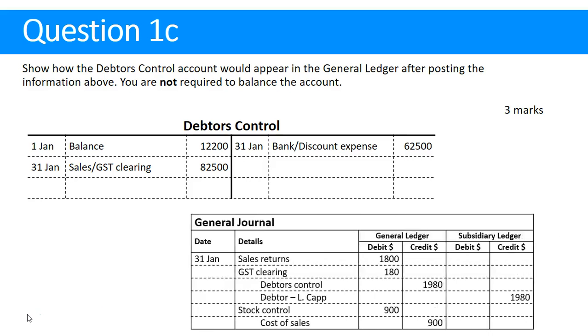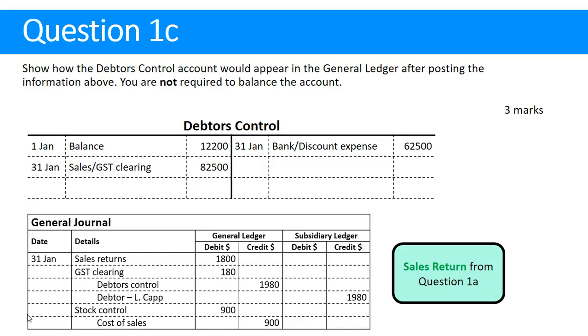What we do need to remember though is that earlier on we want to take the information and the work that we've already done. In question 1A we had to do a sales return, and we can see there we did a credit to debtors control of $1,980, and we also adjusted the subsidiary account. So we're asked to do debtors control here, so we're going to do a credit of $1,980, and getting our reference right, the reference here is sales return/GST. They're the two debits which match up with this credit.